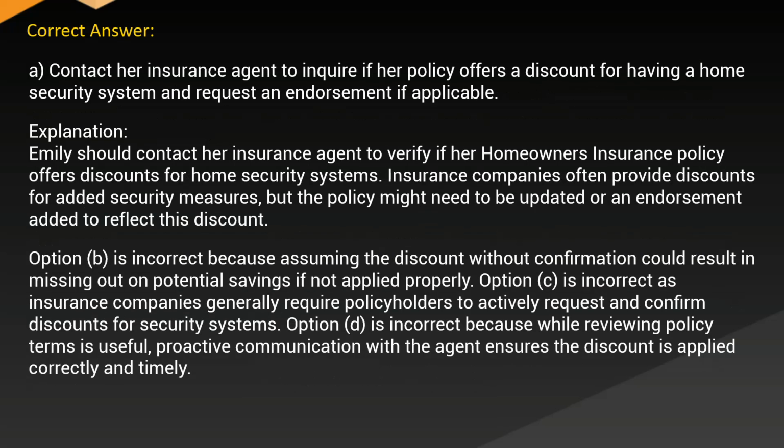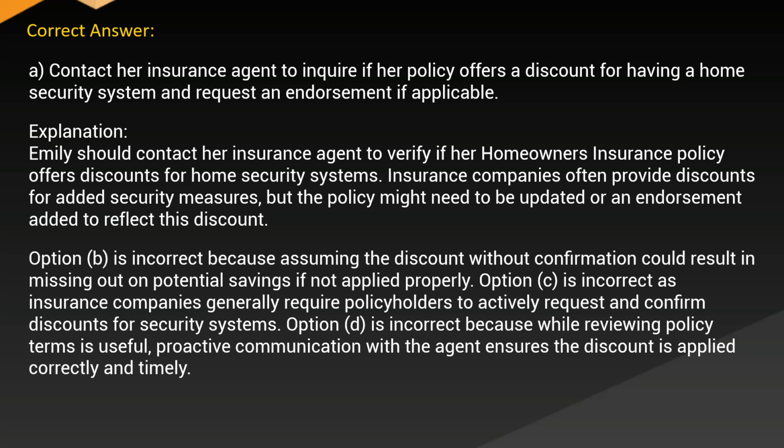Correct answer A. Contact her insurance agent to inquire if her policy offers a discount for having a home security system and request an endorsement if applicable. Explanation. Emily should contact her insurance agent to verify if her homeowner's insurance policy offers discounts for home security systems. Insurance companies often provide discounts for added security measures, but the policy might need to be updated or an endorsement added to reflect this discount.